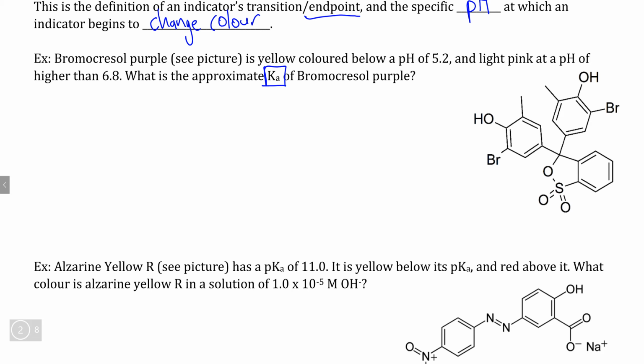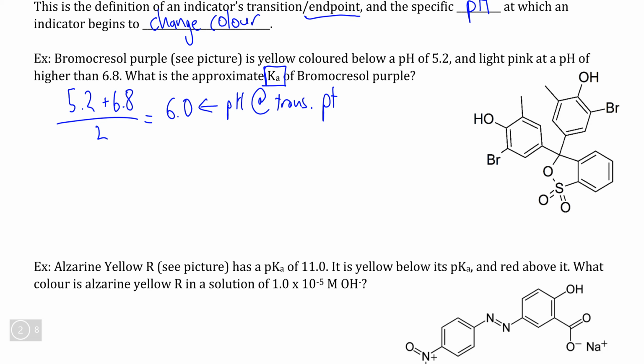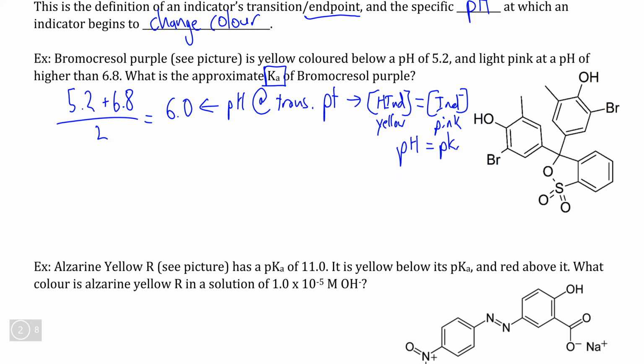So if we know that the color change of yellow occurs definitely below a pH of 5.2 and pink at definitely greater than a pH of 6.8, we can simply take the midpoint of these two pHs here, which comes out to being exactly 6.0. So this is the pH at the transition point. And since we know the transition point is where the concentration of the acid form, which is again the yellow form of the indicator, is equal to the concentration of the base form, which is the pink form of the indicator, this is the point at which pH is equal to pKa.